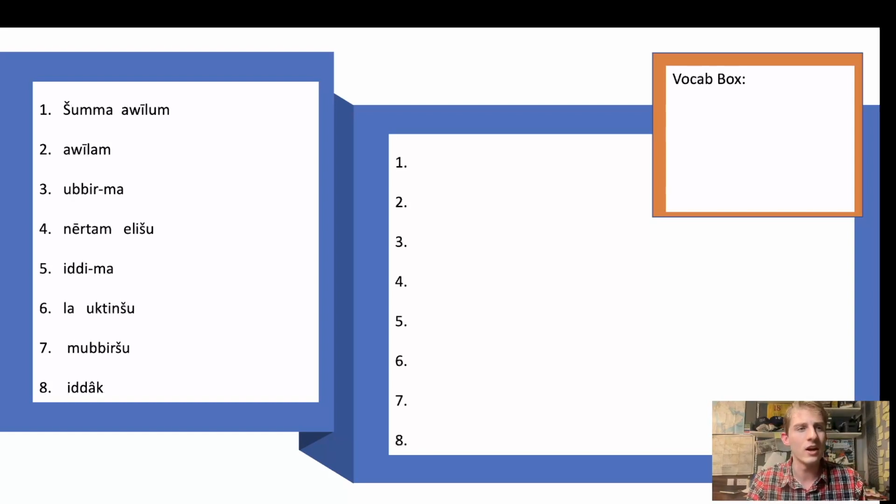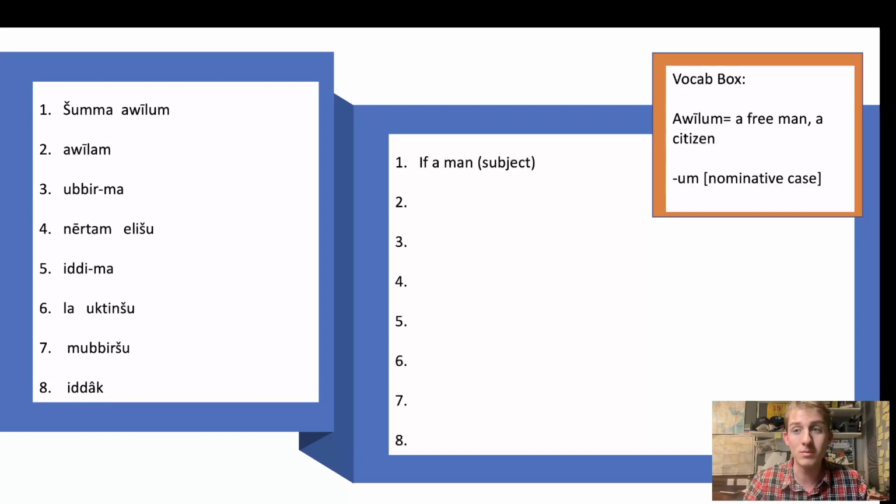So our first line, Shuma Awilam, begins with the word Shuma, meaning if, followed by Awilum, which means a free man or a citizen. And as we can see, this ending shows us that it's in the nominative case, and that means that it's going to be the subject of this clause. Line 2, we have Awilam, which is again a man, but this time it has this am ending, which shows us that it's in the accusative case, and that means it's going to be the object.